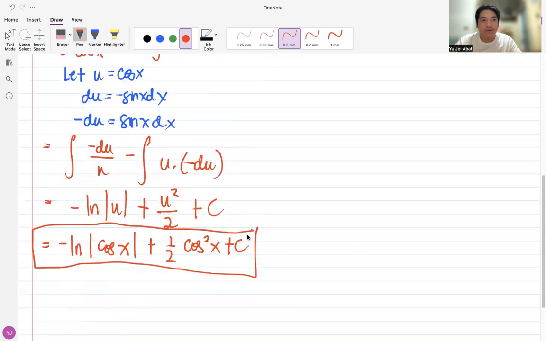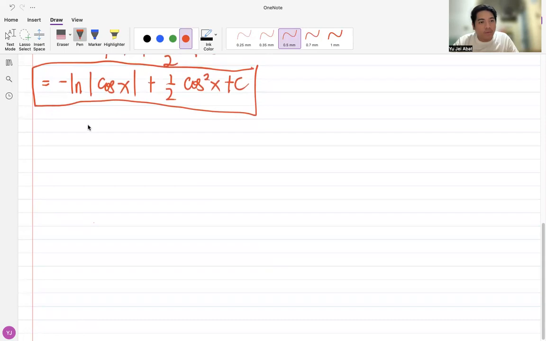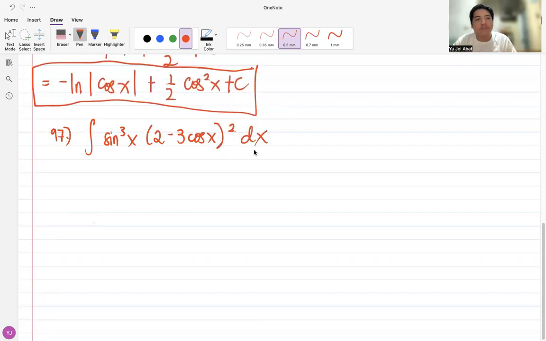Okay, so pretty easy. Let's move on to the second one. For number 97, we have the integral of sine cubed of x times (2 minus 3 cosine of x) squared dx. So this is in terms of sine and cosine.